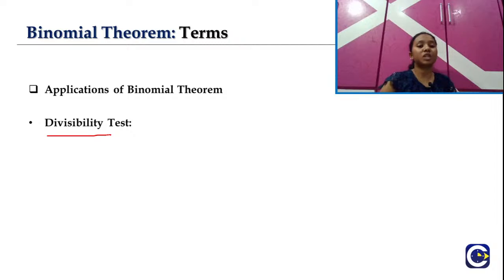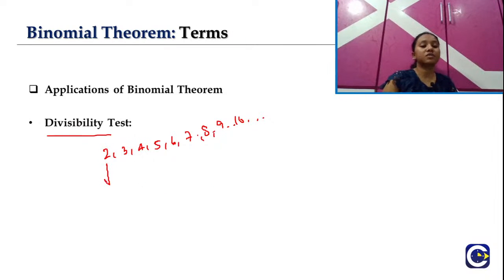I hope you are familiar with the divisibility rules for 2, 3, 4, 5, 6, 7, 8 and 9 and so on. Now the question is how it is related to the application part of binomial theorem. Before getting into that, let's have a look here. What is the divisibility rule of 2? The units digit should be 0 or an even number, so 0 or an even number on the units place.